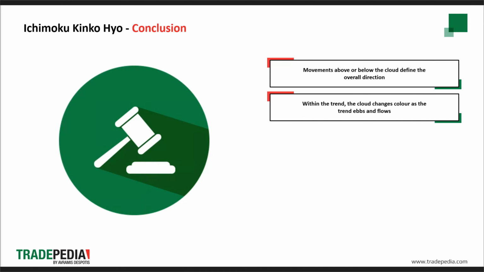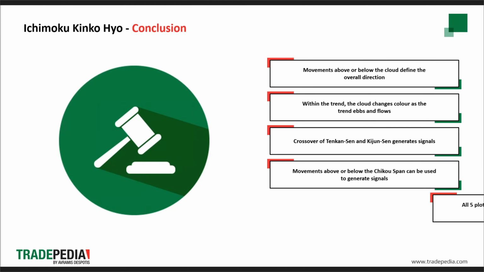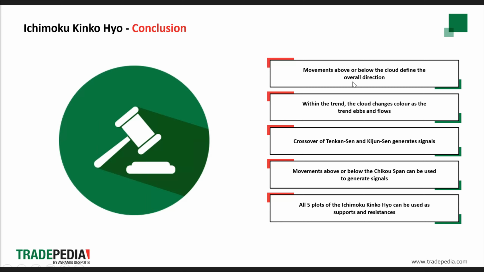So we have come to the conclusion. Let me just see whether there are any important points. Movements above or below the cloud define the overall direction. Within the trend, the cloud changes color as the trend ebbs and flows. Crossover of Tenkan-sen and Kijun-sen generate signals. Movement above or below the Chikou span can be used to generate signals as well. And all five plots of Ichimoku Kinko Hyo can be used as support and resistance.